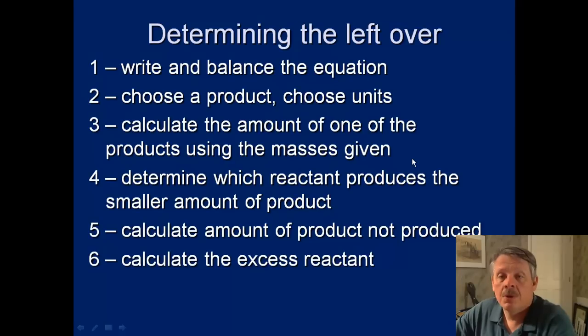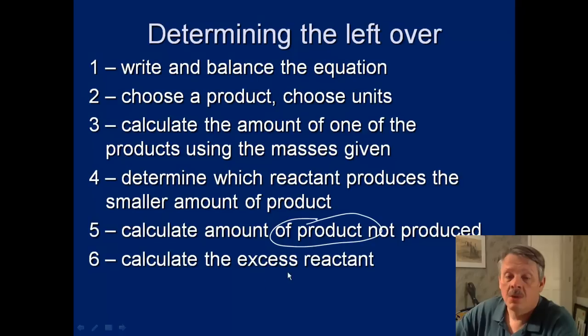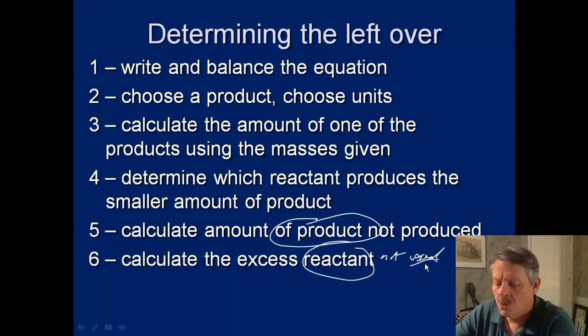I warned you there were going to be 2 more steps here, so here's what they are. The first 4 are the same, but what we're going to do is calculate the amount of product that was not produced. And then from that, we're going to calculate the excess reactant of how much was not used. In other words, we're looking at how much product was not produced, and then we're going to say how much of reactant was not used or consumed. Either way you want to say it, but not used.